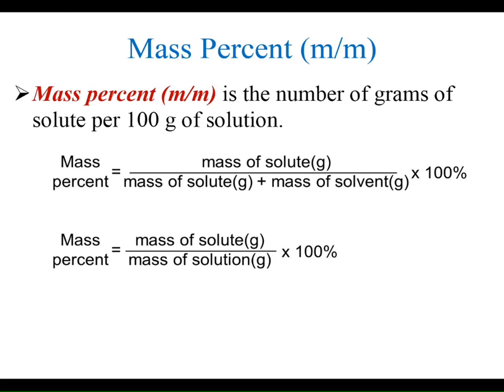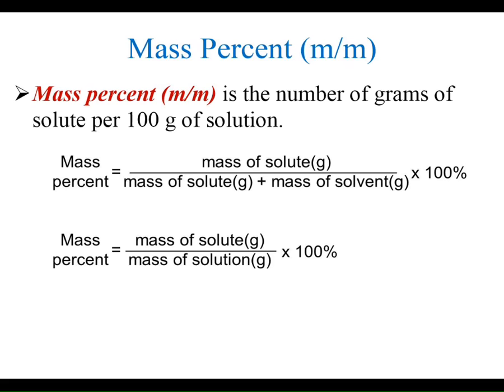Now this one is called mass percent. Notice it's M/M because both of these are masses. There's a mass on the top and a mass on the bottom. I'll show you a couple other ones later, where we'll use volume, and mass and volume. So M/M means mass on top, mass on bottom: mass per mass.